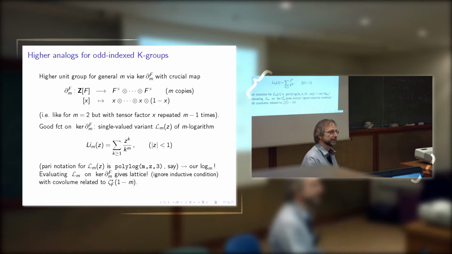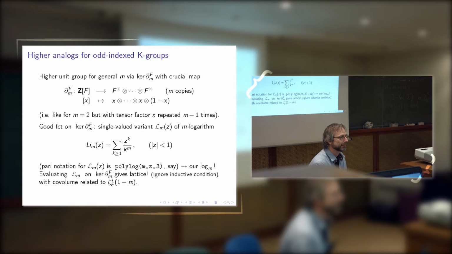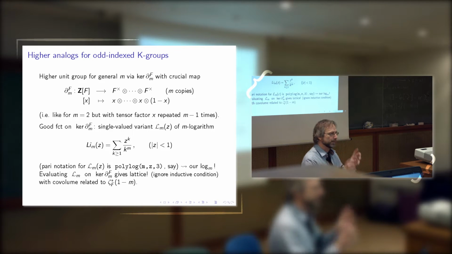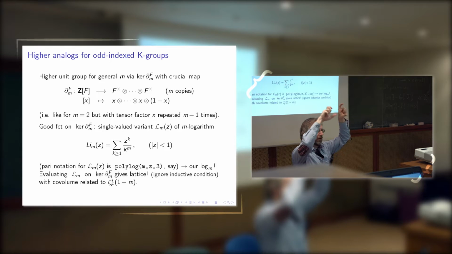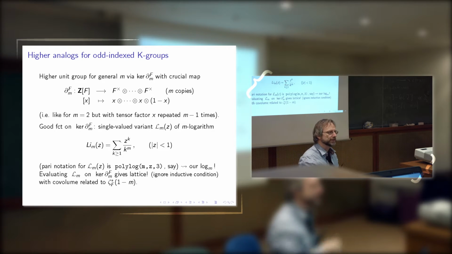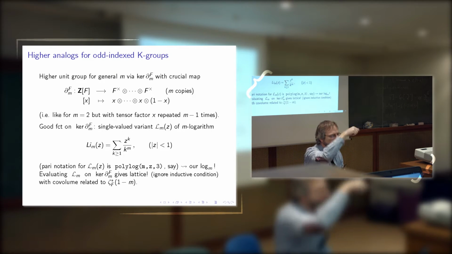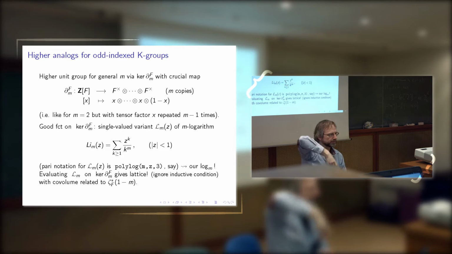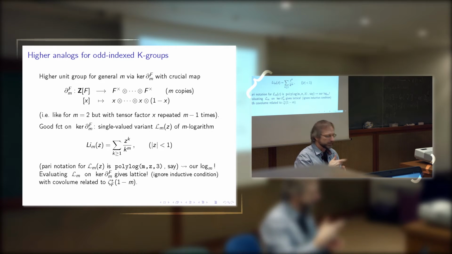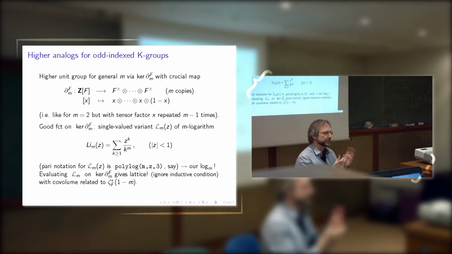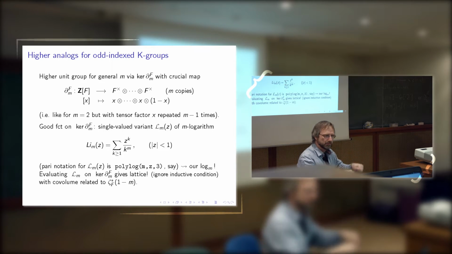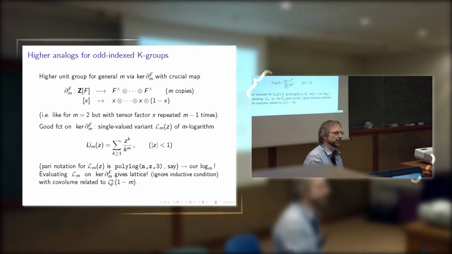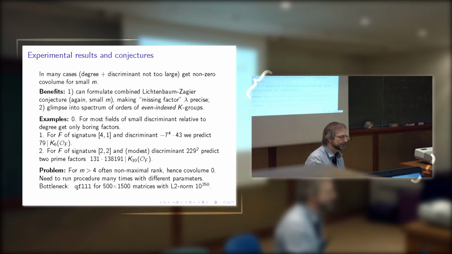But the co-volume bit. Where is this lattice? What is the lattice you think again? You have your field embedded into C in all possible ways, and then you get your vectors, same as for the log. Just replace log by log sub m, and then you get the right picture.